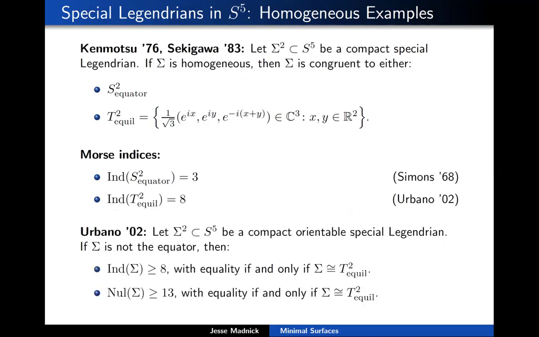And Urbano, just for illustration, proved the style of result that I was hoping for in the CR setting for CR threefolds. So if you have a compact orientable special Legendrian in S^5, not the equator, then indeed the index is at least 8 with equality if and only if your surface is congruent to the equilateral torus. And the same sort of result is true for the nullity.